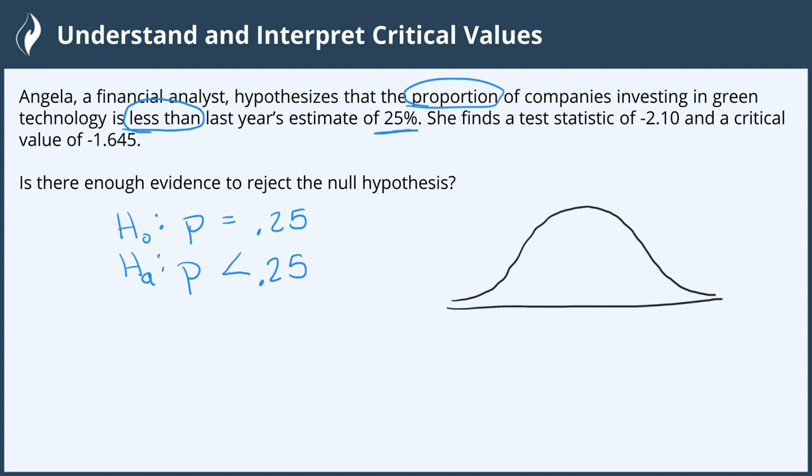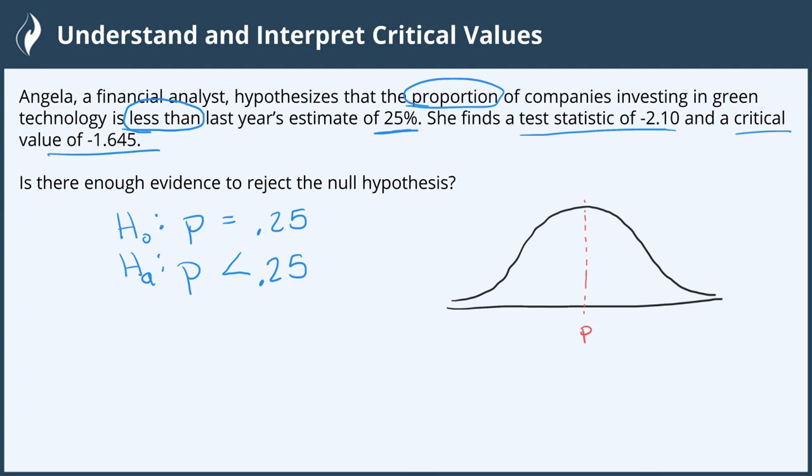Now let's go find where this test statistic and the critical value lie. I always draw these out because it is much easier to visualize. So here we have our normal curve. We have the proportion here, the accepted norm of 25%, and we have a test statistic of -2.1 and a critical value of -1.645. Let's go ahead and graph where our critical value is.